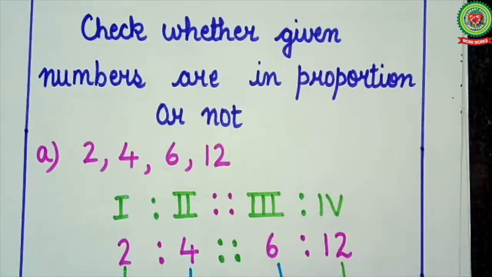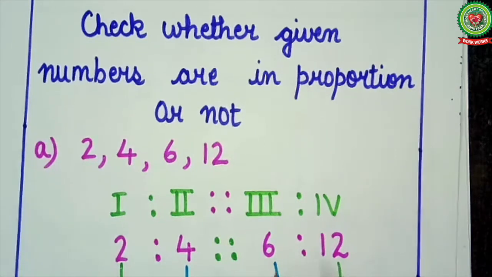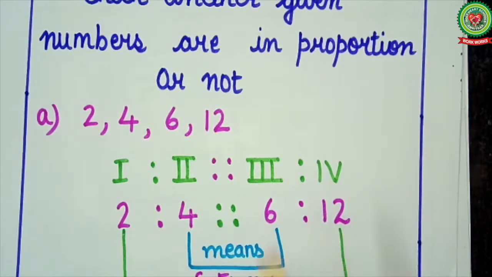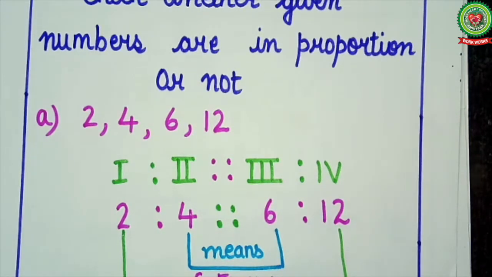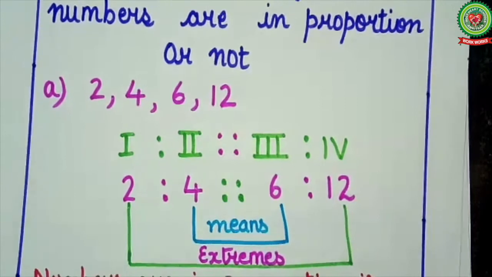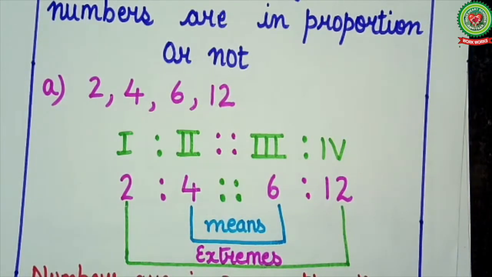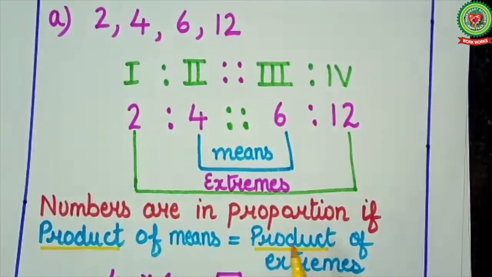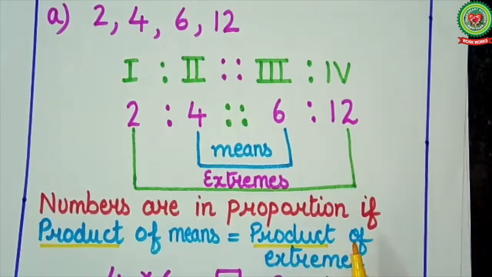Now which are the middle terms here? 4 and 6. Therefore the middle terms are known as means. And which are the end terms here? 2 and 12. So the terms at the end are known as the extreme values. Now just now I have told you that there is one important result. What was that result? That numbers are in proportion if the product of means equals the product of extremes.